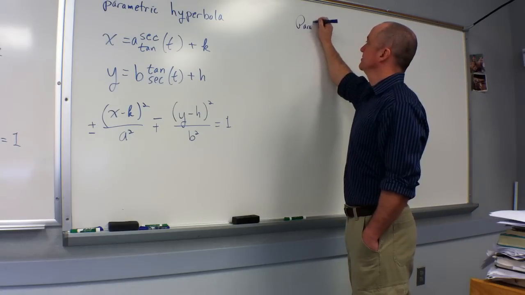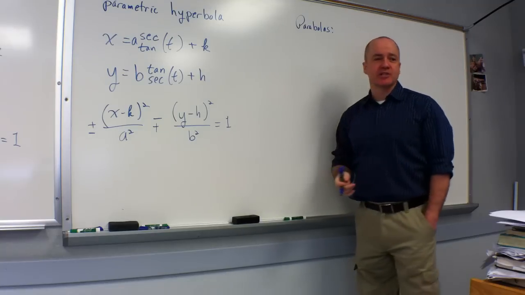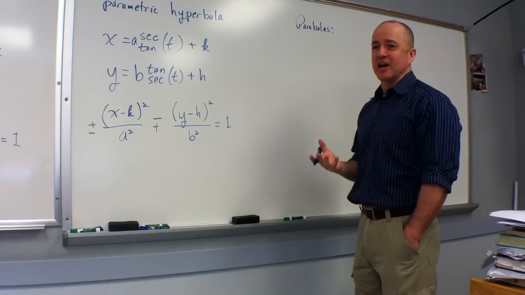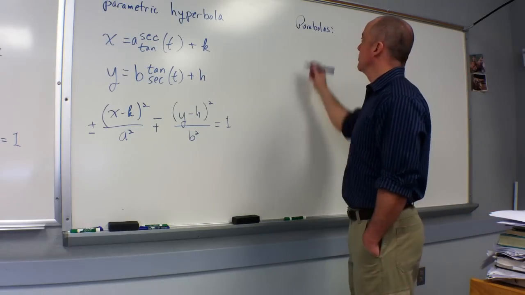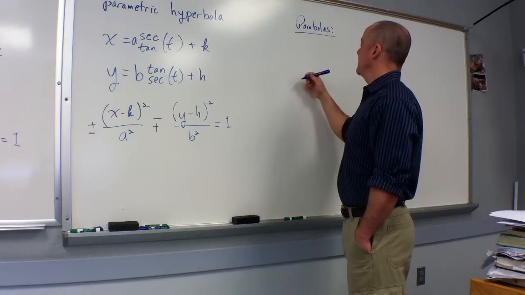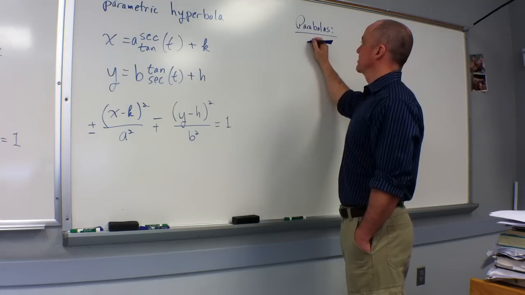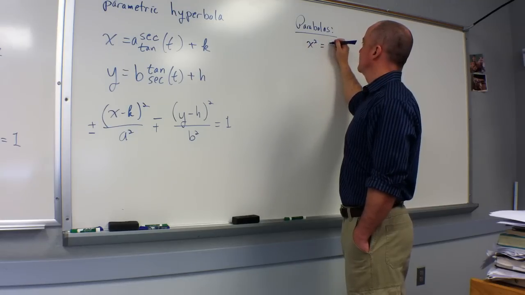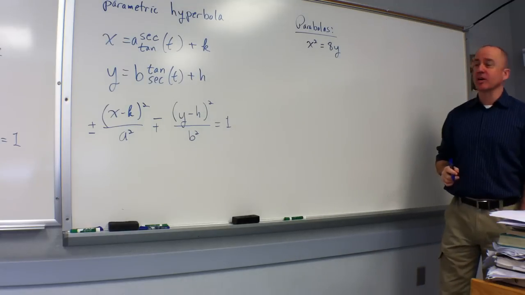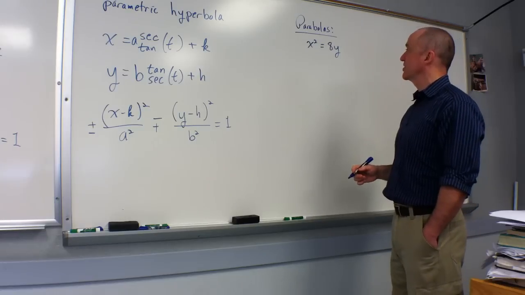Parabolas. There's no trigonometric way to express a parabola parametrically. I mean, there probably is, but I don't know it, and it's not common. So parabolas are more like what we did before. For example, like x squared equals 8y. This would be a parabola going up with p equal to 2, the focus 2 units away from the vertex.